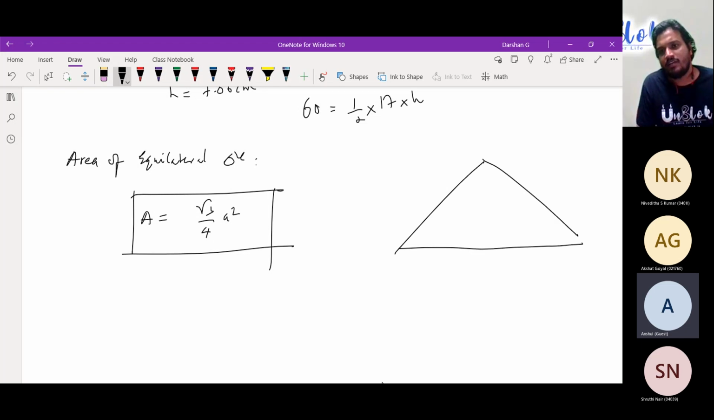So anybody who knows the proof for this? I have an equilateral triangle here. We know this is a. We don't know what is height, but we know this is a by 2. We can find height from this, and we can use half into base into height. Okay, try to do that, please. You should get the answer as root 3 by 4 a square.